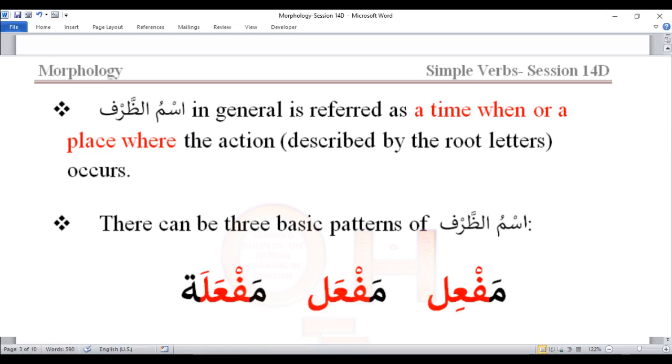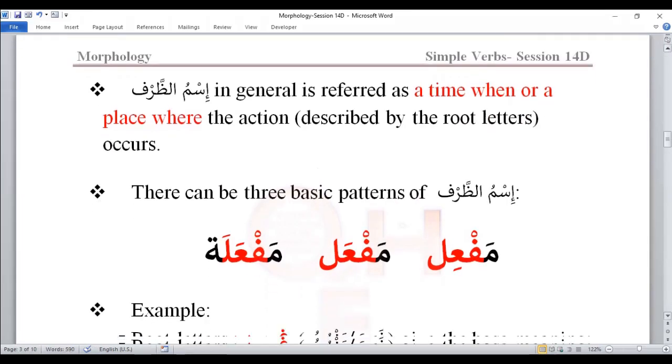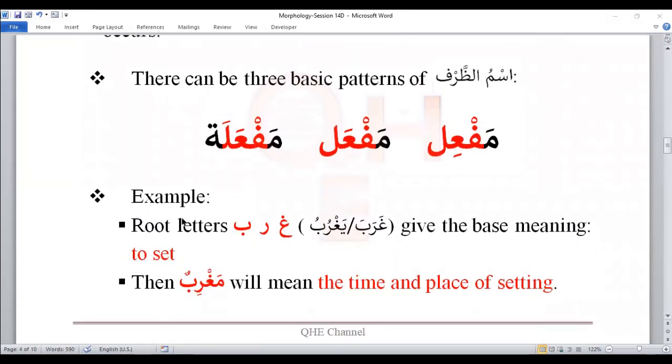Now let's look into an example quickly to incorporate this thought that ismul zarf is a time when or a place where the action described by the root letters occurs. For example, over here we have the root letters ghain, ra, ba. It takes this pattern, ghoraba, yaghrubu. So these root letters give the base meaning to set. Then the ismu zarf will be maghrib or maghribun. If I read it on a continuing basis, maghrib will mean that time or place of setting. So this is the action which is described by the root letters.